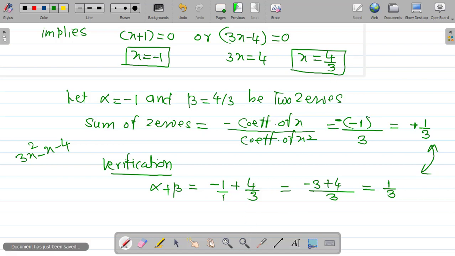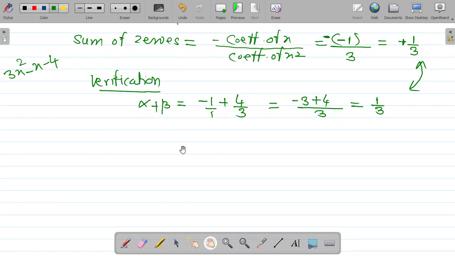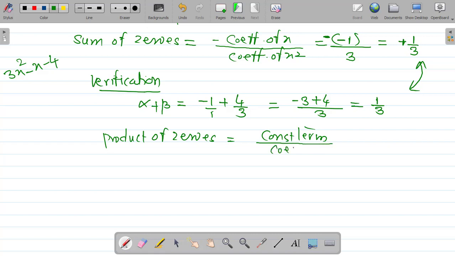Now what is the second relationship? Second relationship says product of zeros. Product of zeros is equal to constant term upon coefficient of x square. So what is constant term? Constant term is minus 4 upon coefficient of x square is 3.